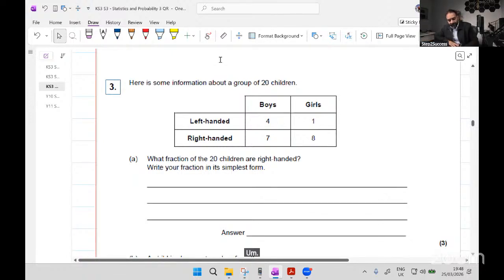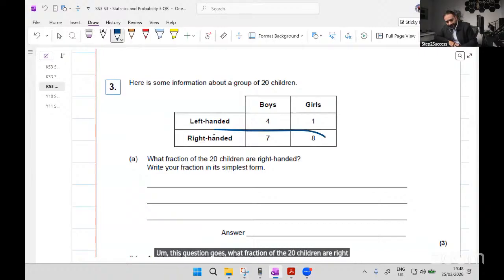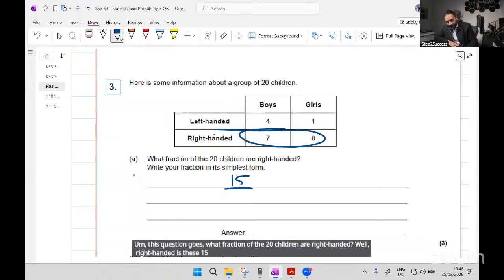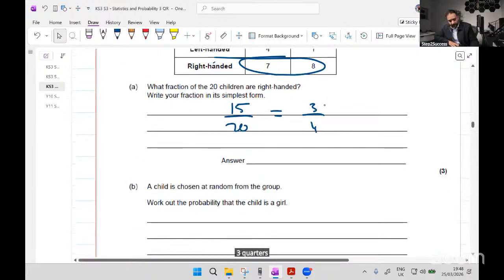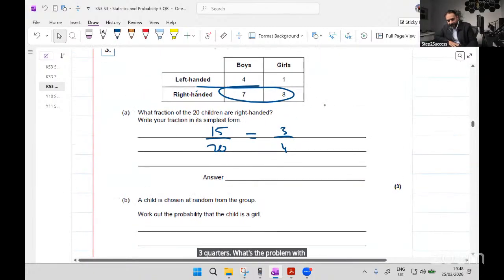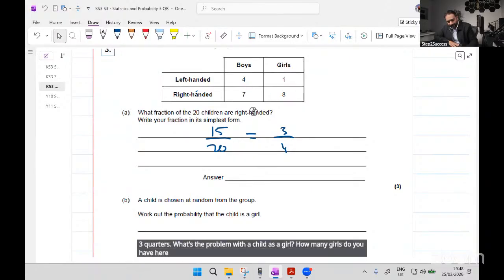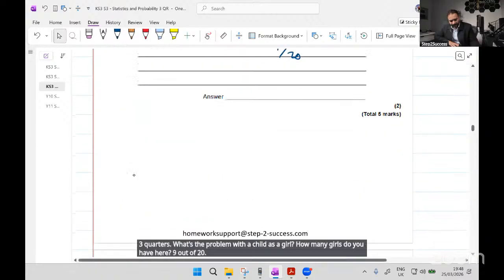This question, what fraction of the 20 children are right-handed? Well, right-handed is these 15 people out of 20. Simplify it, 3/4. What's the probability the child is a girl? How many girls do you have here? 9 out of 20. I think that's it.